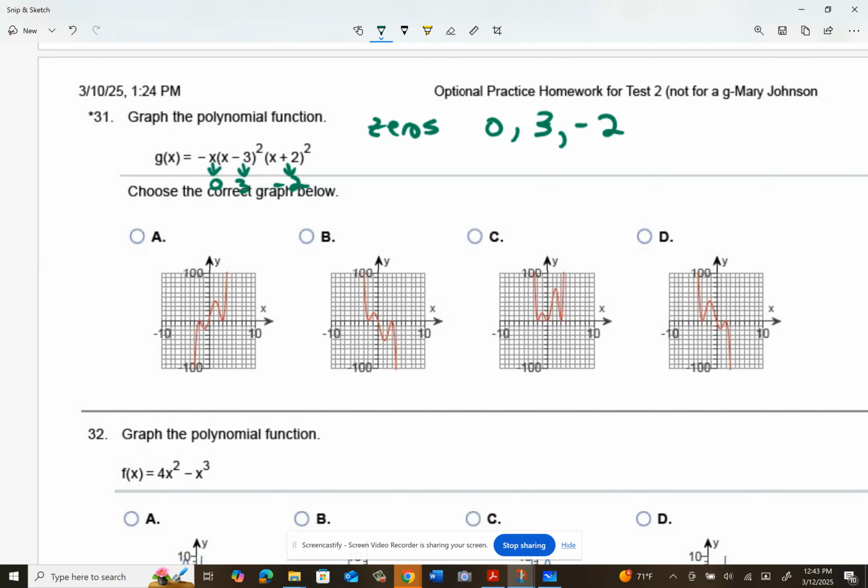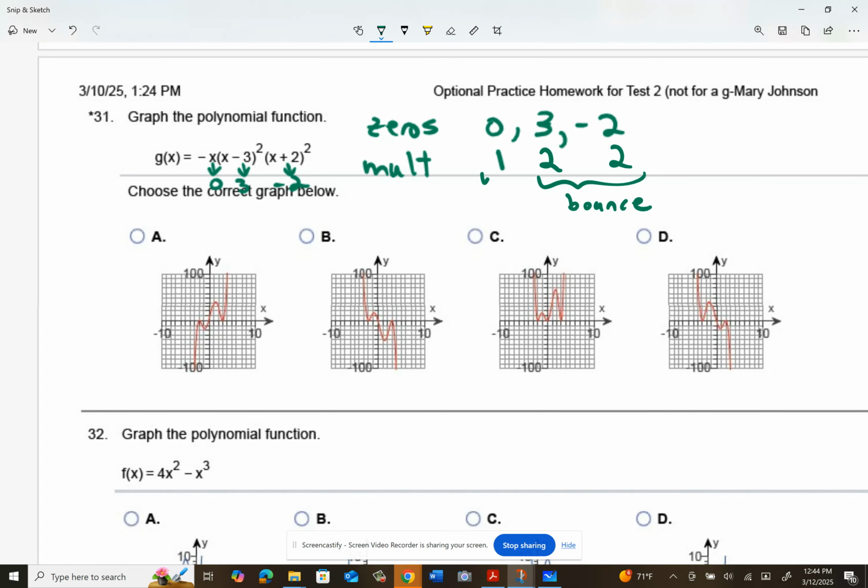Then multiplicity, that would be the exponent on each of those factors. So it would be multiplicity 1, then 3 has multiplicity 2, and then -2 also has multiplicity 2. So these two right here should touch and turn. They should bounce. They should be like a parabola.